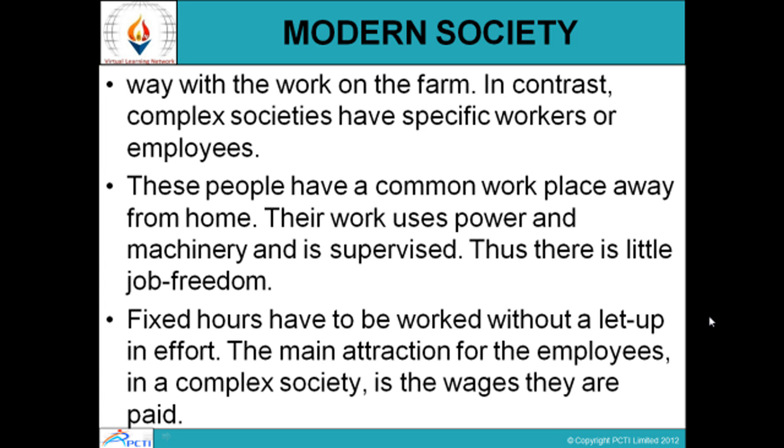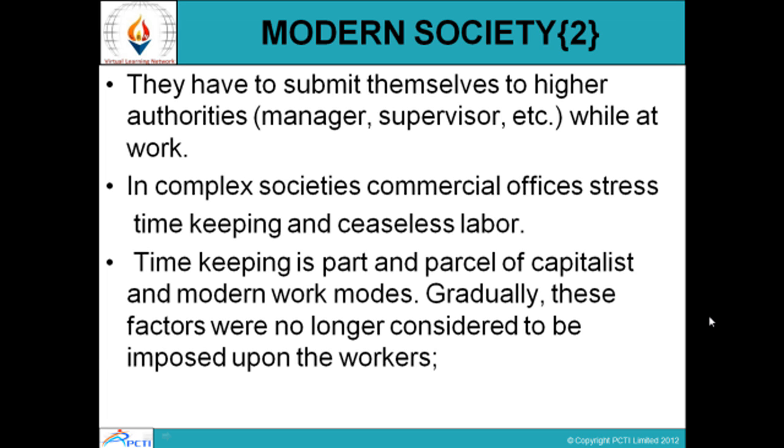The main attraction for the employees in a complex society is the wages they are paid. They have to submit themselves to higher authorities, managers, supervisors, etc., while at work. In complex societies, commercial offices stress timekeeping and ceaseless labor. Timekeeping is part and parcel of capitalist and modern work modes.